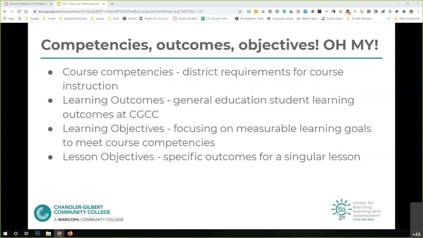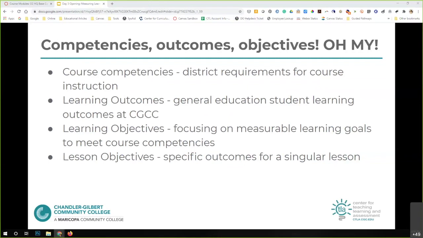So, course competencies. These are our district requirements for course instruction. So you're being given those course competencies when you take a class that you're going to teach. And if you're not sure what the course competencies are for the course that you teach, you can find those online at the district website. They're also getting automatically pushed into your Canvas course syllabus. So that's really great because you have them at your fingertips and students have them at their fingertips. So students know what it is that they should be learning in the courses that they're taking.